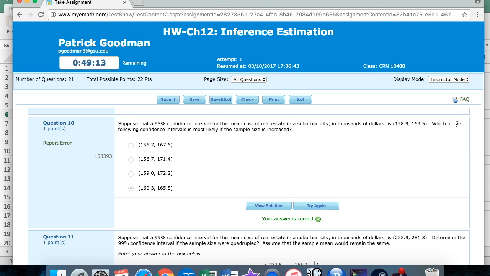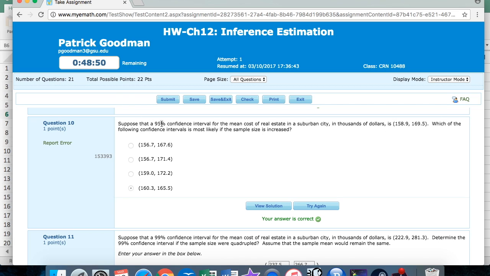All right, so it says, which of the following confidence intervals is most likely if the sample size is increased? So remember what I said in class. I was saying that the larger your sample size, the much better approximations you're going to get. You're going to start zeroing in on your population mean.